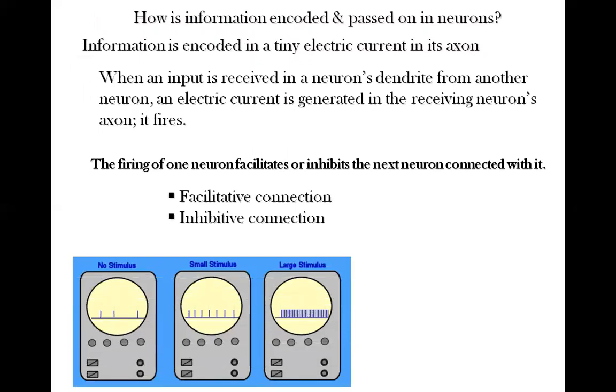There are two kinds of connections between neurons. One kind of connection is called facilitative. Another type of connection is called inhibitive. This meter shows a facilitative connection. You have two neurons, neuron B and neuron A. Neuron A is sending stimulation to neuron B. For a facilitative connection, when neuron A fires, neuron B fires faster. For an inhibitive connection, when neuron A fires, neuron B fires slower, slows down.